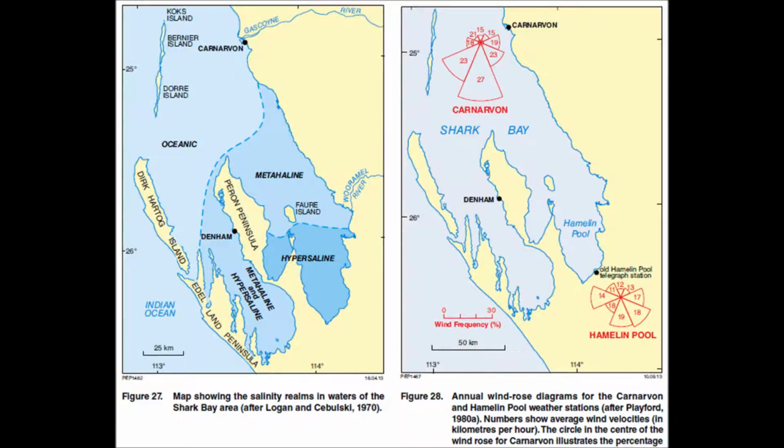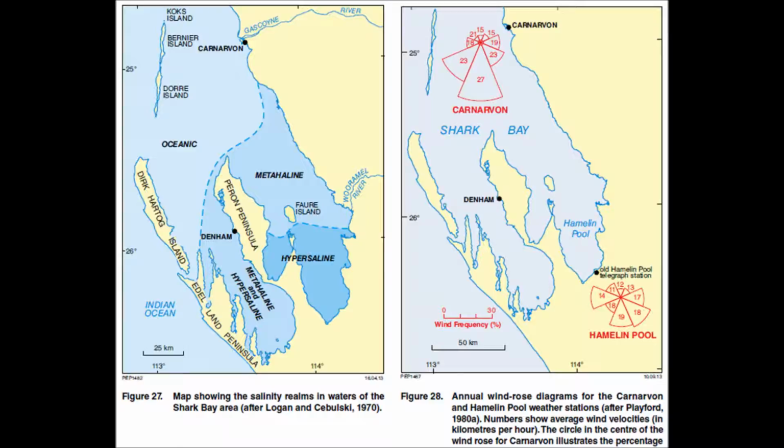The image on the left shows the salinity regime of Shark Bay. So towards the mouth of Shark Bay, we've got open oceanic type of salinity, so around 35. As you move deeper into the bay, you get metahaline waters, which are quite salty. And then down into Hamlin Pool and Lharidon Bight, you have hypersaline waters. Hamlin Pool has an average salinity of 66 parts per thousand.